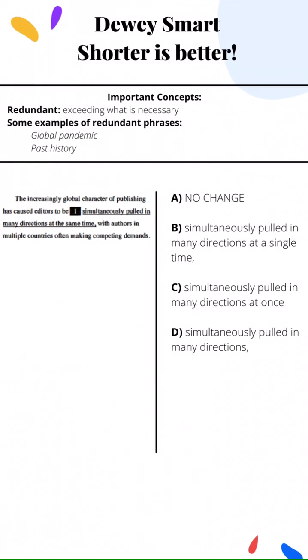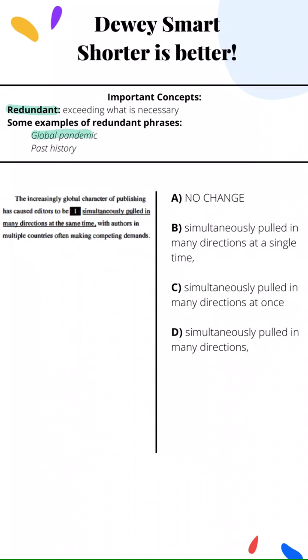My name is Chrissy, and today we're going to go over some ways that the SAT applies conciseness to its questions on the grammar section. First, let's go over some useful terms. What does redundant mean? Well, it means exceeding what's necessary, but this is a word that's better explained with some examples, so let's take a look at some phrases that can be considered redundant.